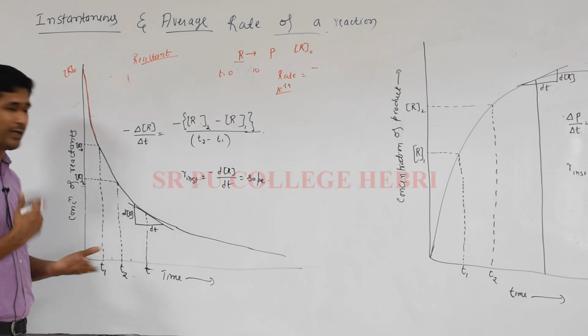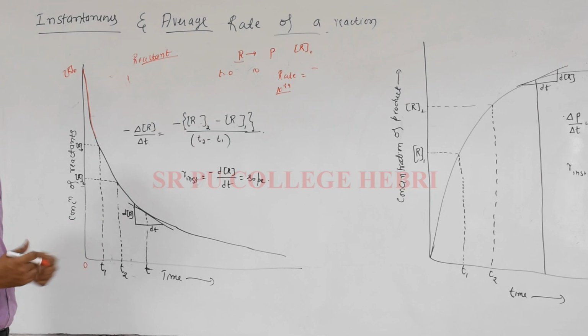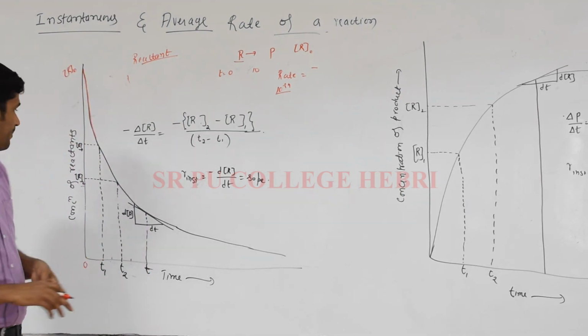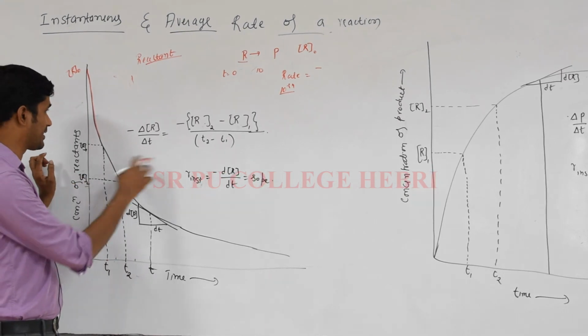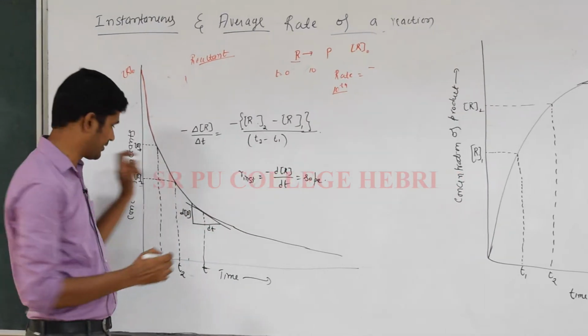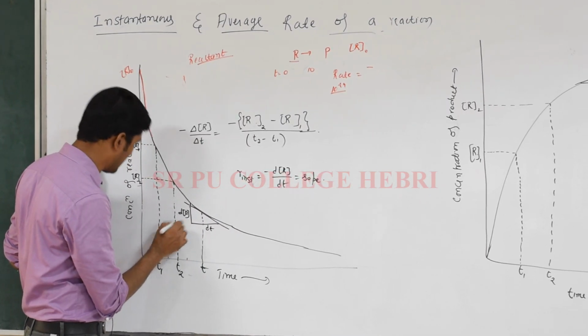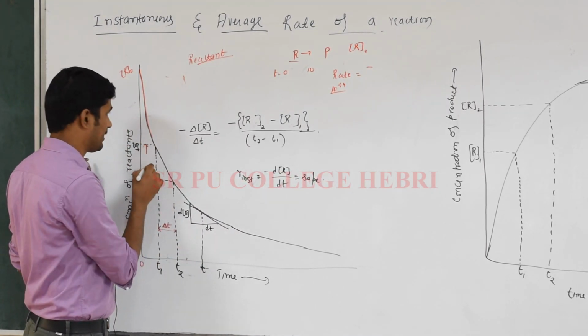Now, how do you calculate the rate of the reaction? Rate is nothing but the rate of disappearance of reactant with respect to time. So how do you write it? [R]2 minus [R]1 divided by t2 minus t1. So here you take this as delta t and this as delta [R].